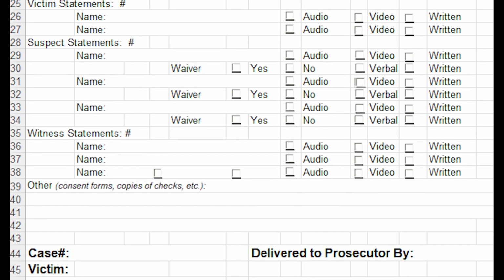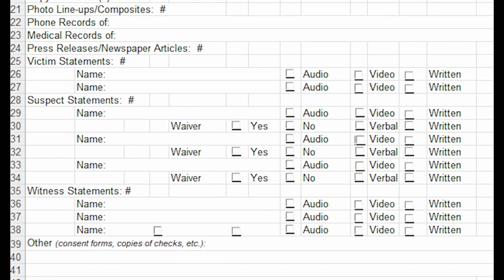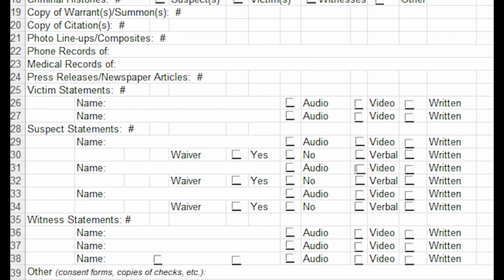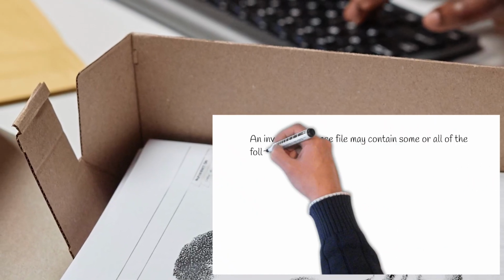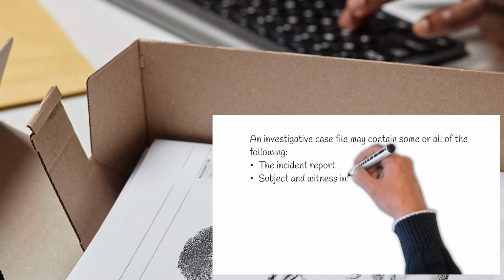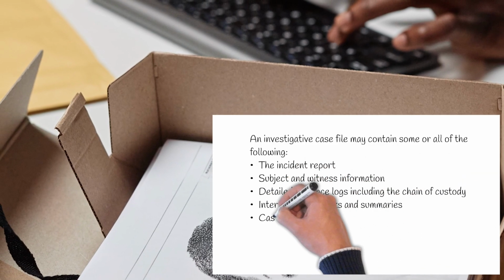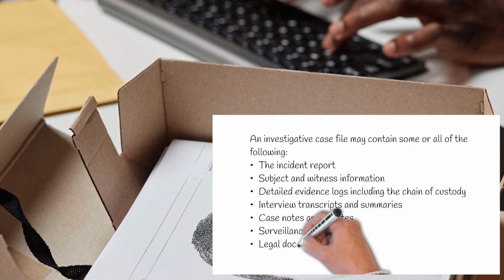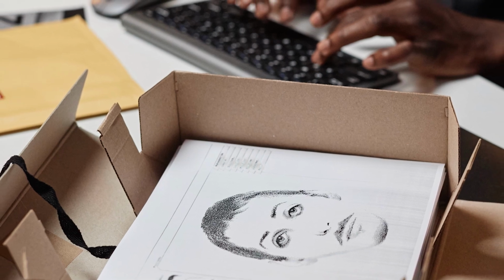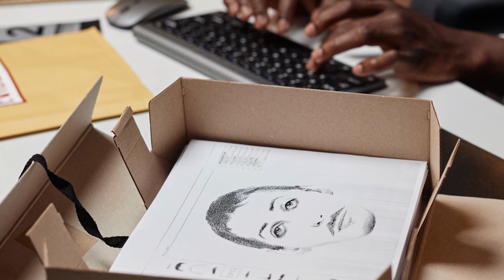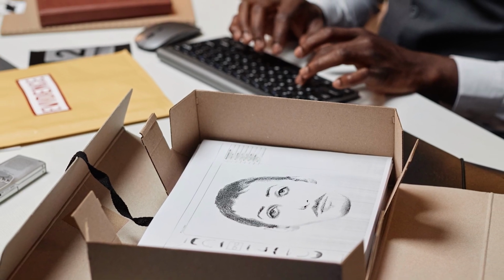At a minimum, investigators are expected to prepare a case file that organizes the key information already available, such as the incident report and any supplemental reports. An investigative case file contains the incident report, subject and witness information, detailed evidence logs including the chain of custody, interview transcripts and summaries, case notes and updates, surveillance reports, legal documents like warrants, and final findings. The organization of these items into a logical structure is crucial for maintaining a comprehensive record that guides the investigation and serves as a basis for reports and legal proceedings.